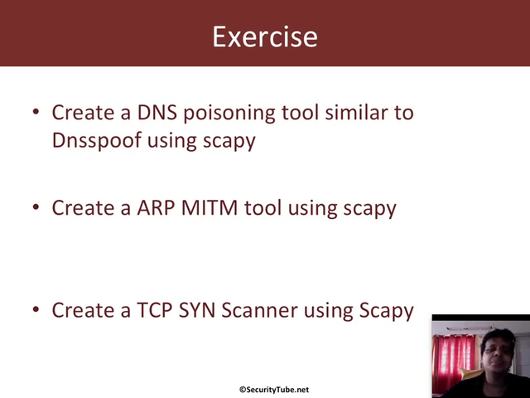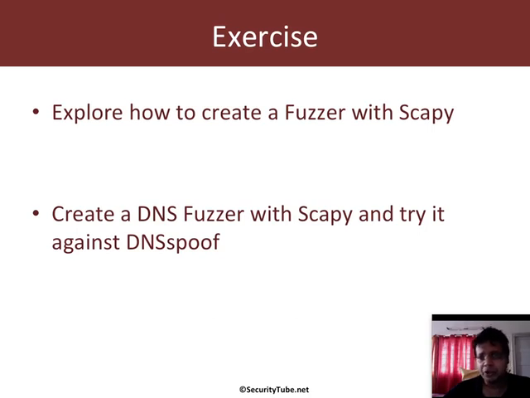Third, create a TCP SYN scanner using Scapy. You can consult Scapy's documentation regarding the same. They have a sample implementation. And now for the more advanced stuff. Figure out how to create a fuzzer with Scapy. Now Scapy in its documentation actually has a little function called fuzz. Look into that, play with it, and then create a DNS fuzzer with Scapy and try it against DNS spoof and check if it is possible to crash the DNS spoof program in any way. I mean, I don't know, just try doing it.